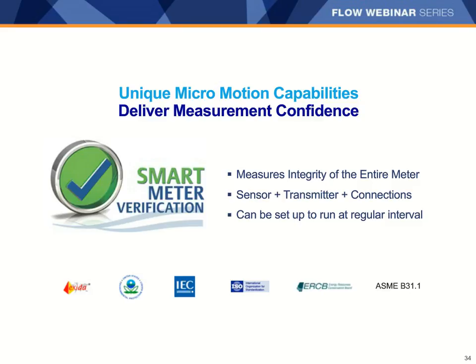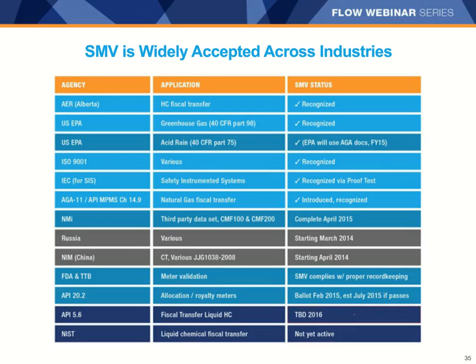We would like to note that smart meter verification is widely accepted across industries and by numerous organizations, including API 5.6 and API 20.2 for allocation. That is currently on the ballot, and we're estimating sometime this year we'll see that finalized version that will recognize smart meter verification as an alternative to proving. Additionally, I'd like to shout out to the Canadians, where AER also recognizes smart meter verification for hydrocarbon fiscal transfer.